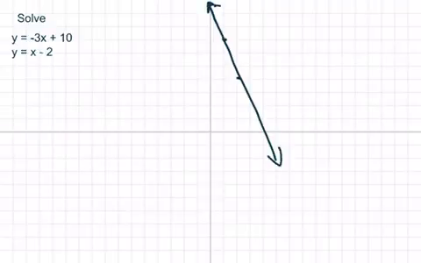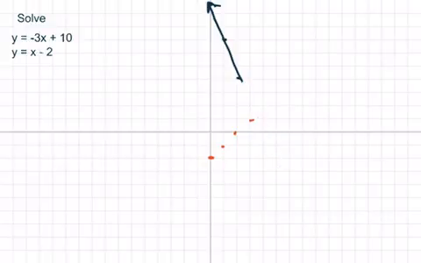Okay, let's do the second one. Now for the second one, I'm going to start at -2, and the slope is 1 over 1. I think I'm a little bit off on this one. Yeah, I'm definitely off. But anyway, if I were to actually extend, okay, my line's crooked.